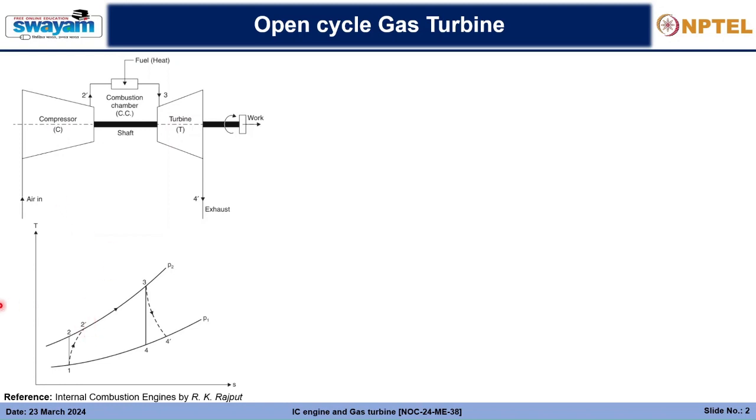Then from 2 dash, at elevated pressure at the exit of the compressor, the fuel is supplied to this compressed air, and as it mixes, ignition happens, and combustion happens at constant pressure. Through this constant pressure line, the temperature of the gas increases from 2 dash to 3.